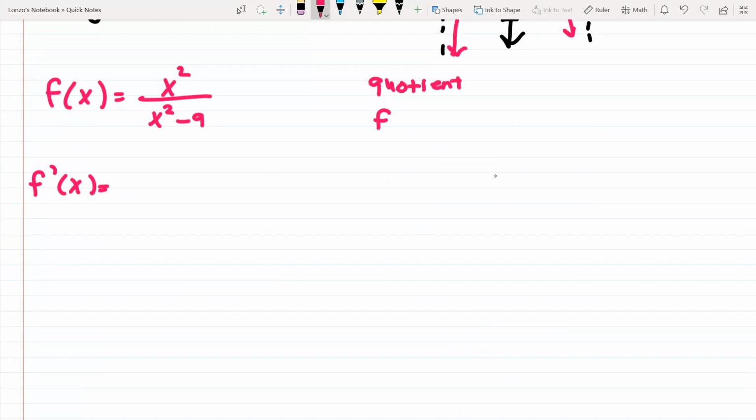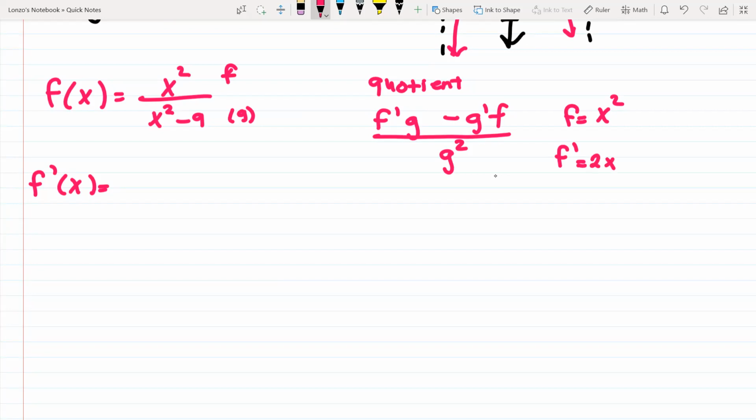So the quotient rule is f prime of g minus g prime of f all over g squared. So if our f is, what is our f? Our f is x squared and our g is this whole thing, right? So f is x squared, so f prime would be 2x. And then g would be x squared minus 9, and g prime would be 2x. So apply the quotient rule, f prime g minus g prime f all over g squared.